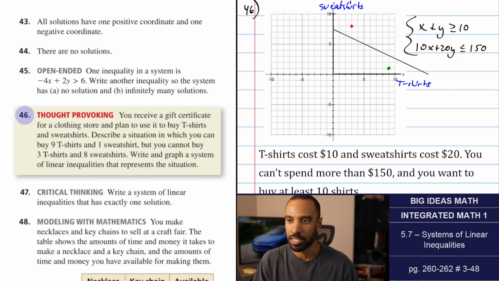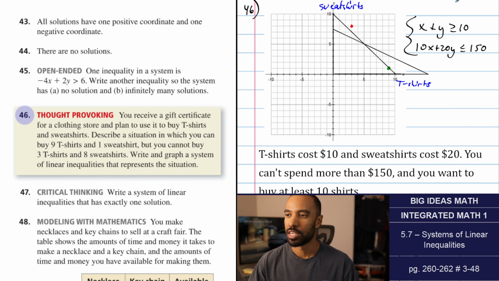But I need to buy at least 10. So this one's on that line right there, right? So where my overlapping shaded region is, sorry about the scaling and stuff, I kind of screwed it up, this one here would now look like this.